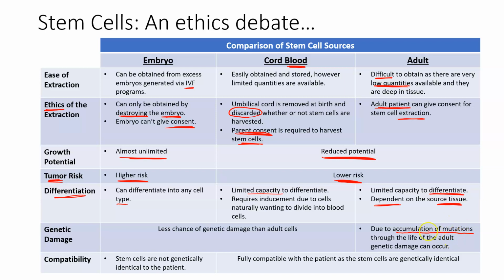So we know that mutations happen for a variety of reasons, right? Random mutations happen all the time. Exposure to UV radiation can cause mutations. Exposure to viral infections can cause mutations. Carcinogens in the environment can obviously cause mutations as well. And so as an adult lives through its lifespan, the longer the adult is alive, the more likely genetic damage will occur.